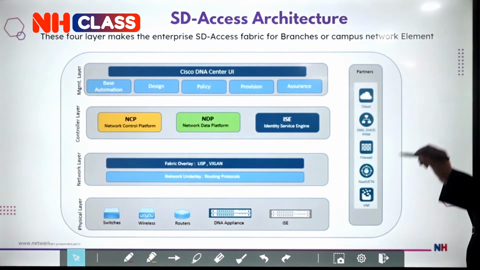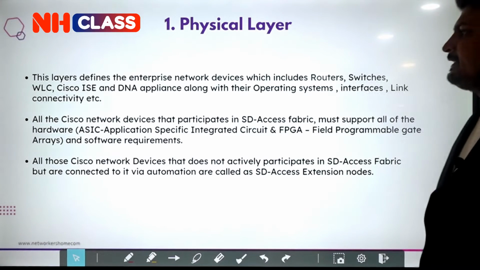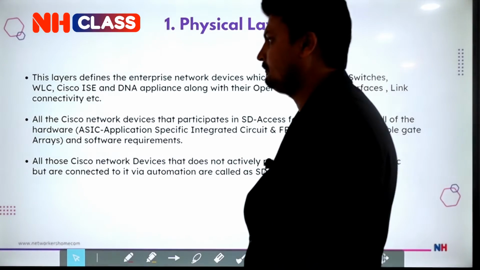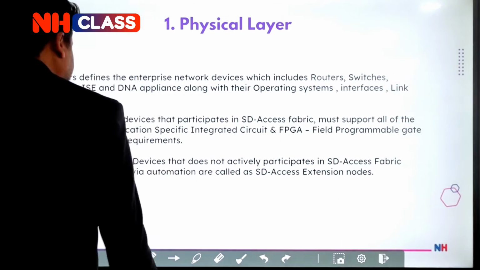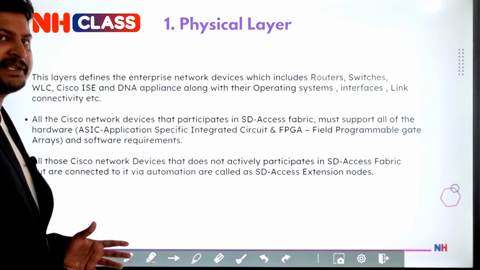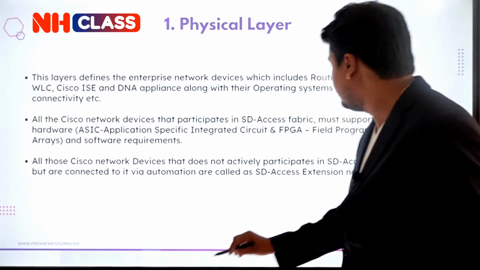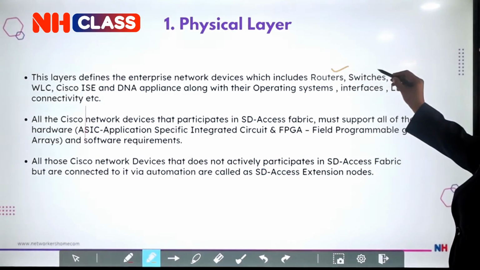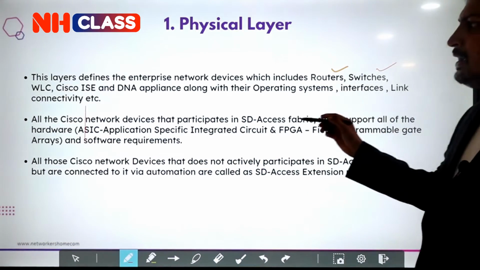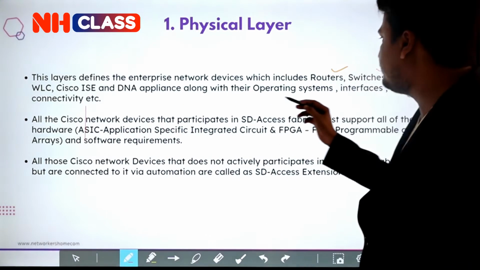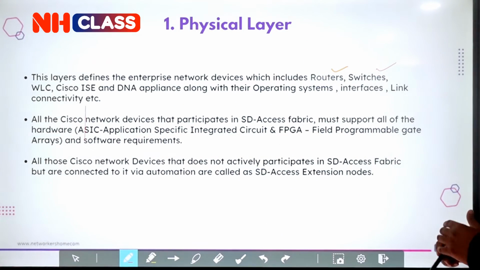Now, let's see the physical layer. What does a physical layer say? The physical layer is basically dealing with your physical devices. That includes your routers, switches, WLC. So these all are the physical devices that we are going to control.